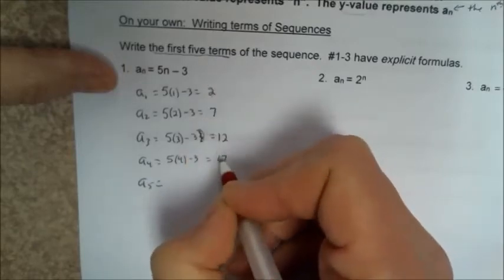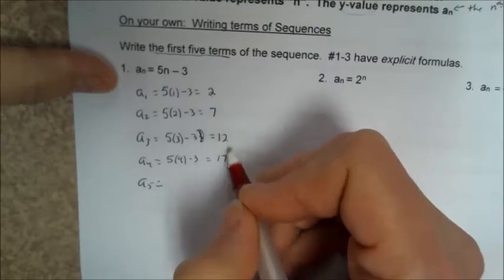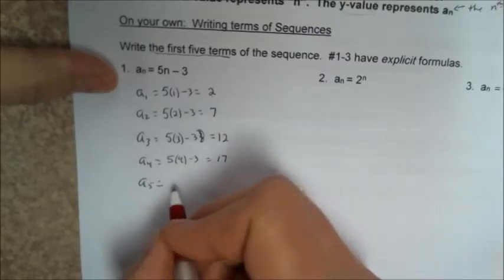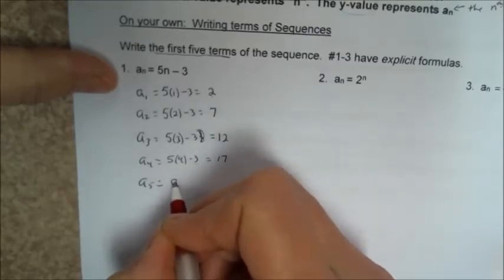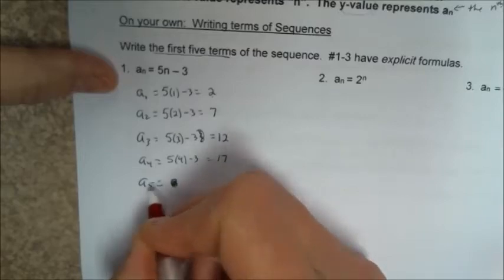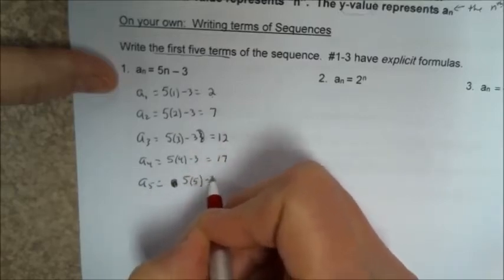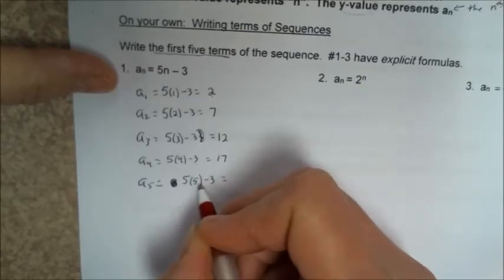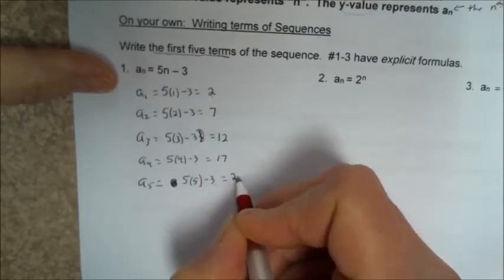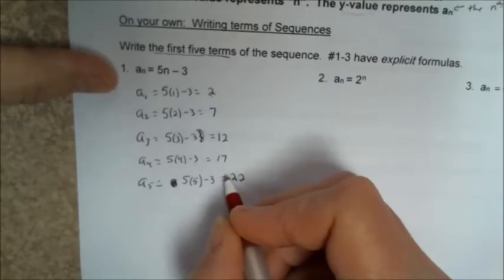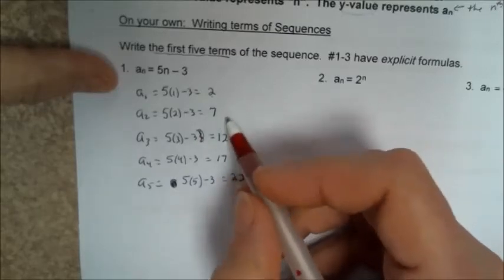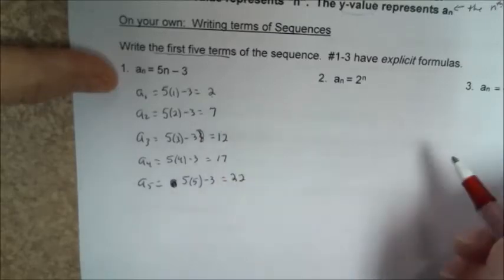You can kind of see the pattern here going 2, 7, 12, 17, and I bet you can guess the next term. The next term is A5, the fifth term, so it's 5 times 5 minus 3. 5 times 5 is 25 minus 3 is 22. So the first 5 terms are 2, 7, 12, 17, 22.